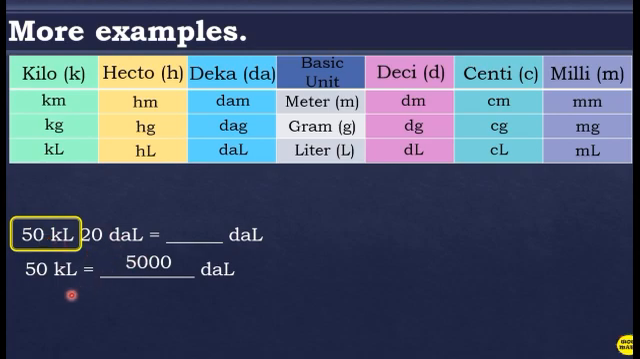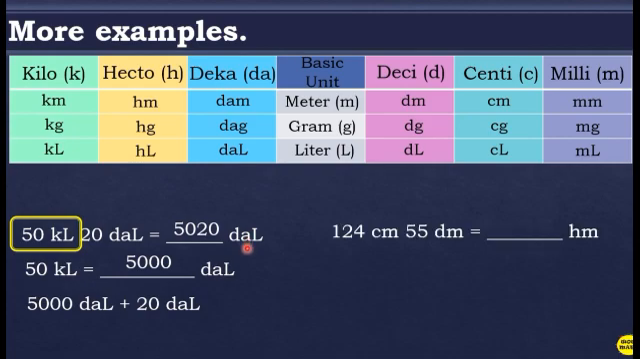So now they are the same. Therefore, what do we do? We just add 5,000 and 20. Therefore, 50 kiloliters and 20 decaliters is equivalent to 5,020 decaliters. Okay, that is what we do.